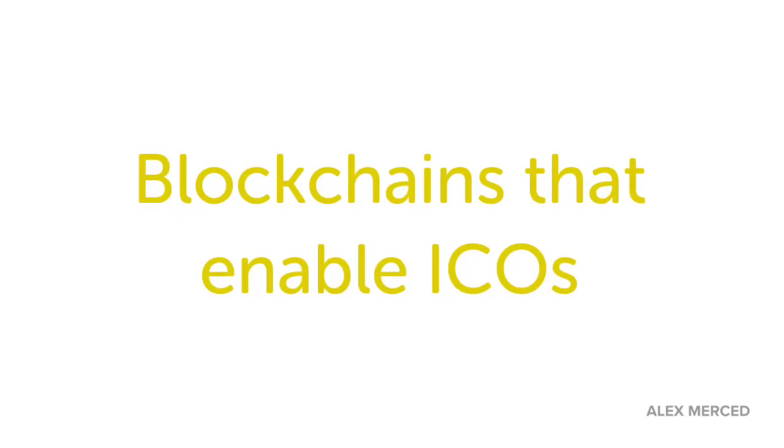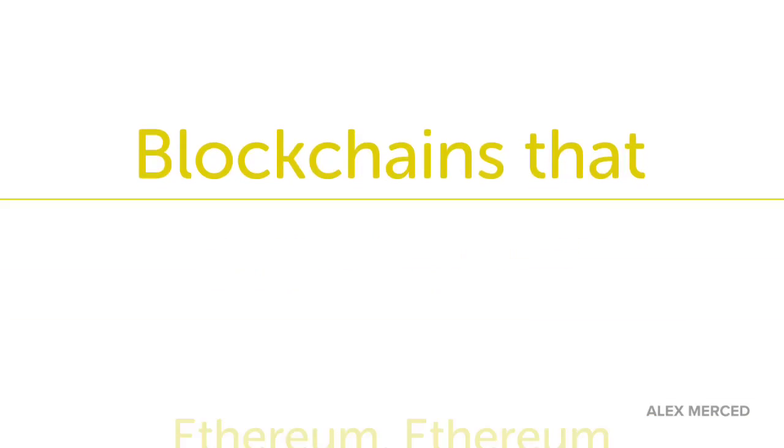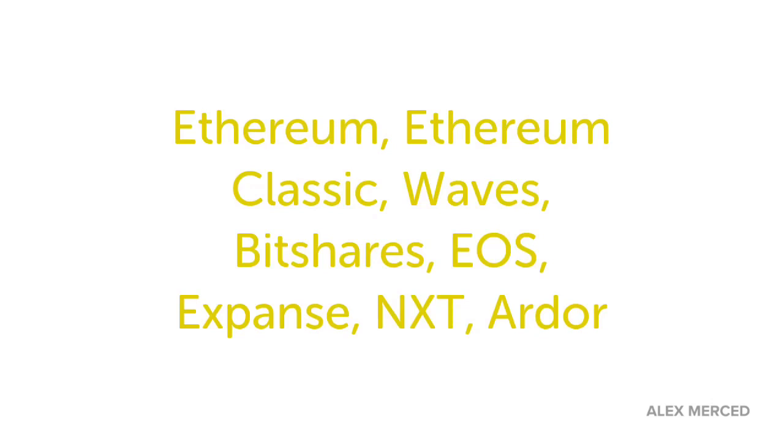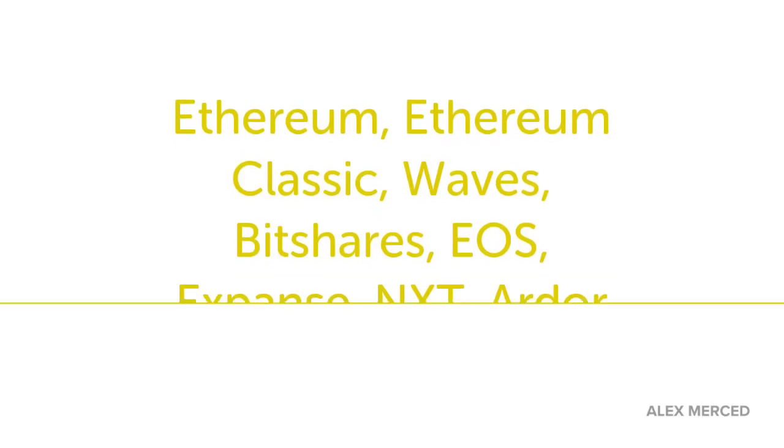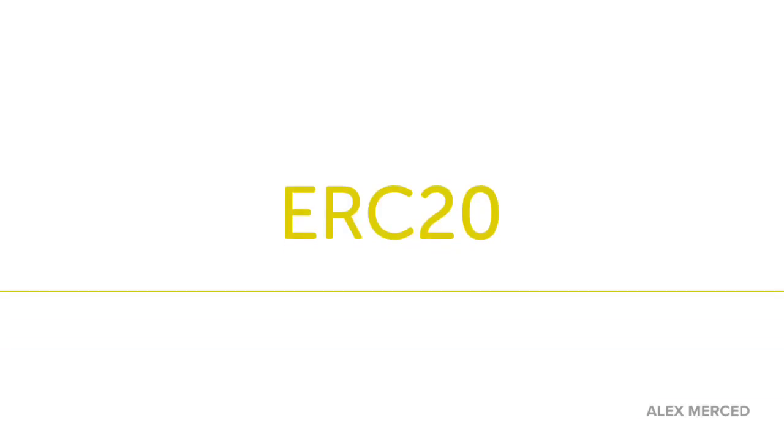So which blockchains actually give you the ability to create tokens in order to do an ICO? There are many blockchains that allow you to create tokens, such as Ethereum, Ethereum Classic, Waves, Bitshares, EOS, Expanse, NXT, Ardor, and many, many more. Most people use very particularly structured smart contracts on the Ethereum blockchain, and token issuances that conform to this standard are known as ERC20 tokens.